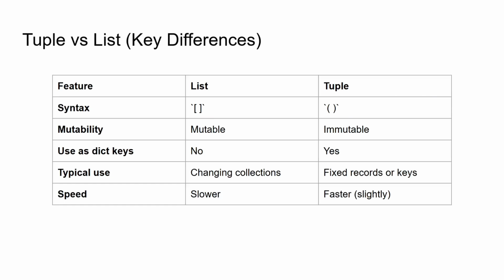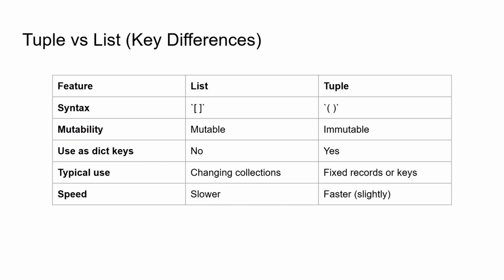Now let's compare lists and tuples to understand when to use each one. First, the syntax. Lists are written inside square brackets, whereas tuples are written inside parentheses. This is the first thing you notice when reading code. Next, mutability. Lists are mutable, which means you can change, add, or remove elements after the list is created. Tuples, on the other hand, are immutable. Once you create a tuple, you cannot modify its contents.